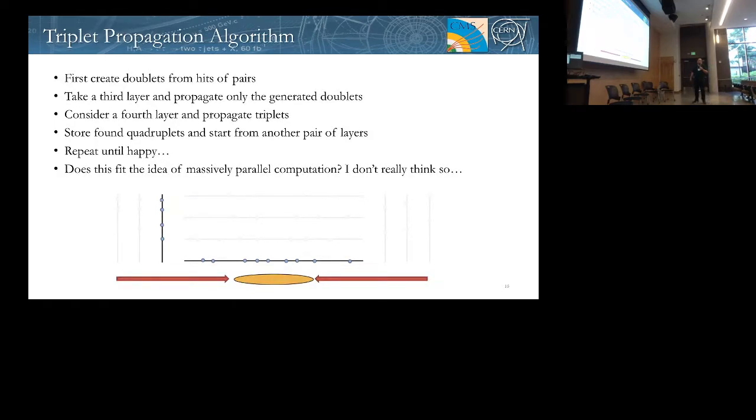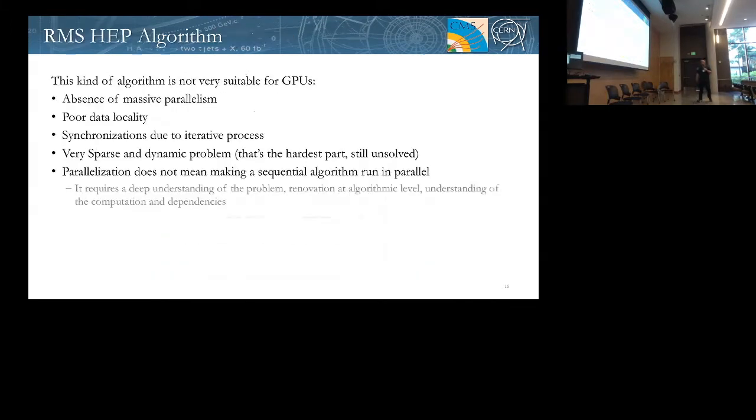But this is not giving the impression of being a massively parallel computation. So this is not very suitable for GPUs because you don't see massive parallelism. You have very poor data locality. There are synchronizations which are due to the fact that first you have to do all the doublets, then you have to extend triplets, and so on. This is a very sparse and dynamic problem, but actually all the tracking is like this, and we are not going to solve this soon. But also, parallelization does not mean making a sequential algorithm run in parallel.